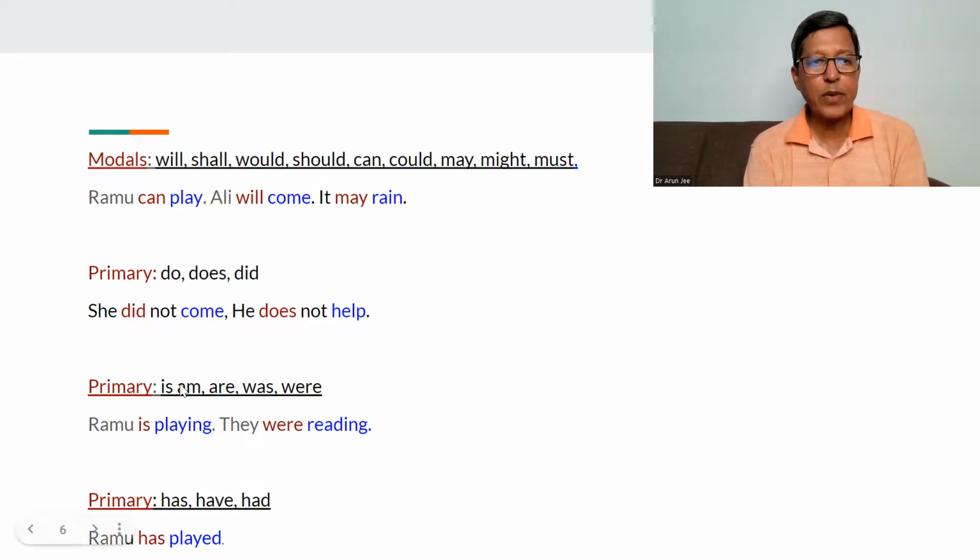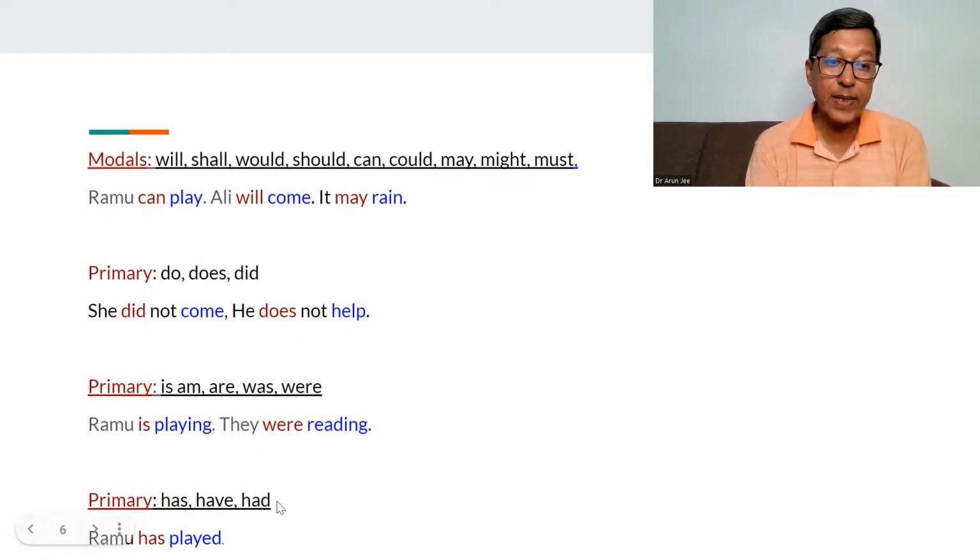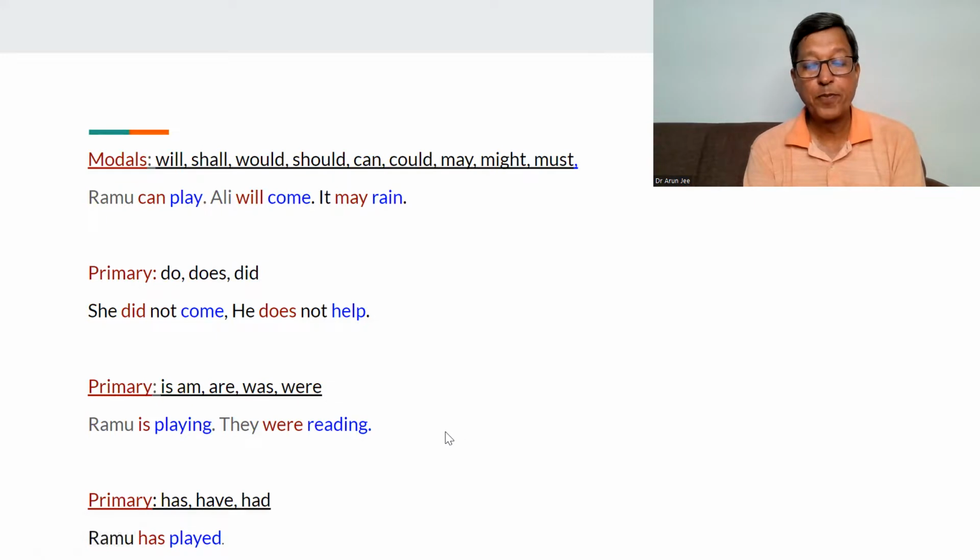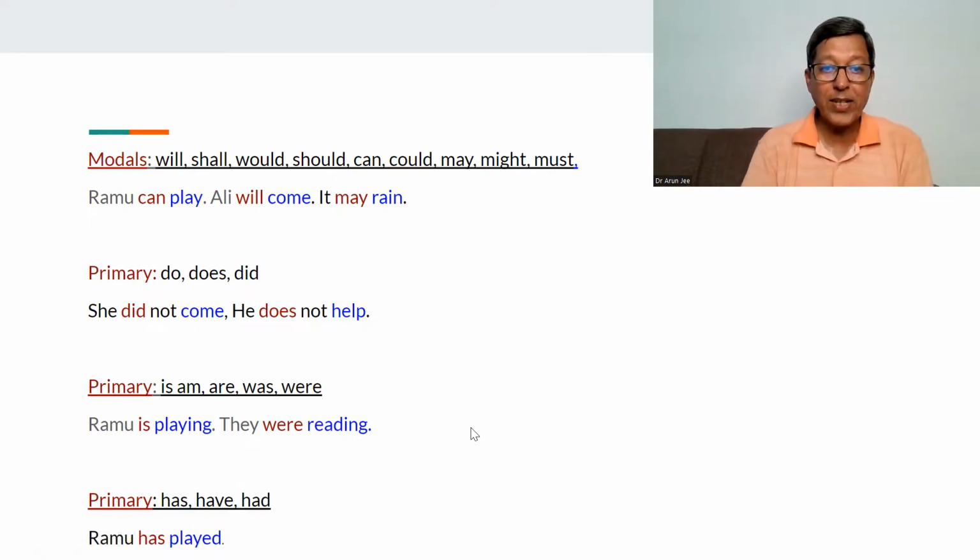The second type is that of is, am, are, was, were, and here we use the ing form. Ramu is playing, they were reading. So the ing form is used with is, am, are, was, were. And the third type includes has, have, had, which take the ed form, also known as the past participle form or the third form. So this is the relation between the auxiliaries and the types of main verbs.